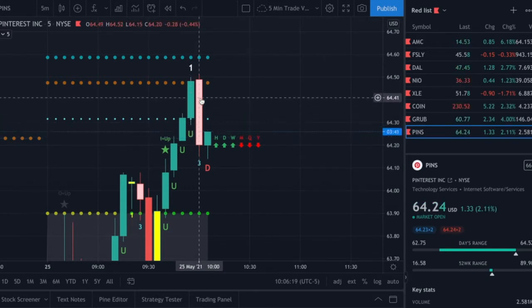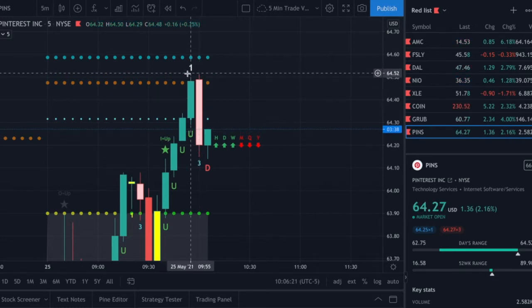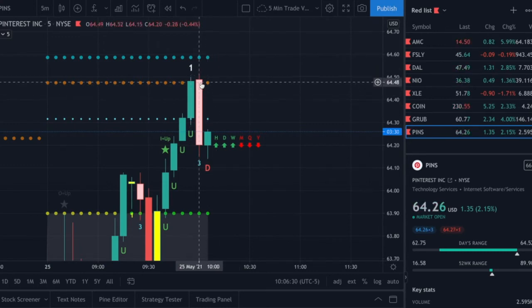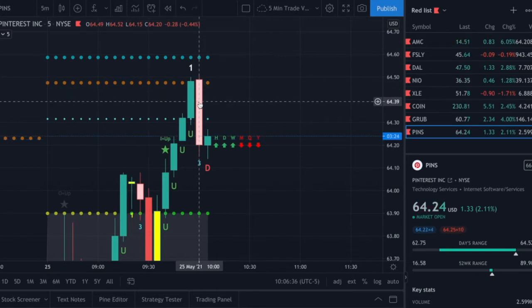I exited in here somewhere because I noticed it had already reached my target. So that's a sign for me like, hey, you need to think about taking profit right now. And then I noticed it was going down. So it opened here and it was pushing down. So I sold around here.